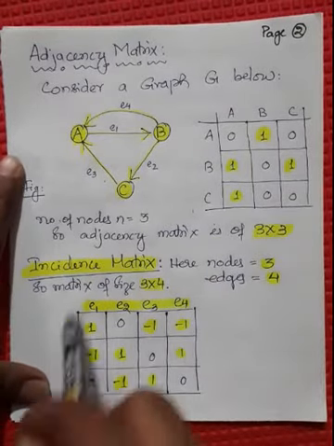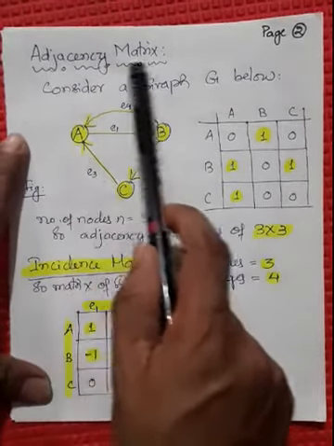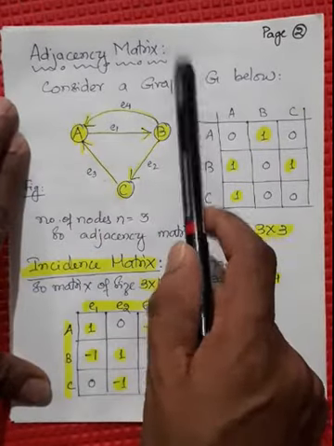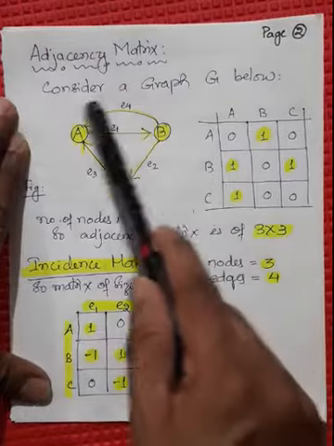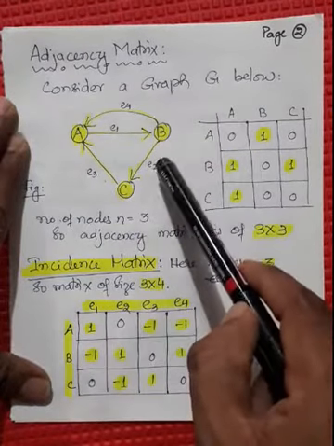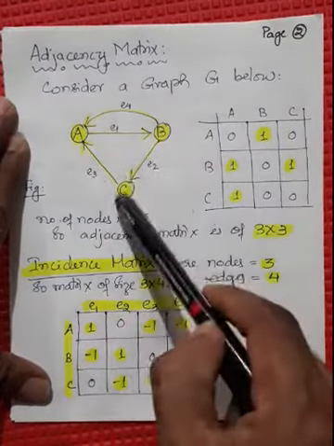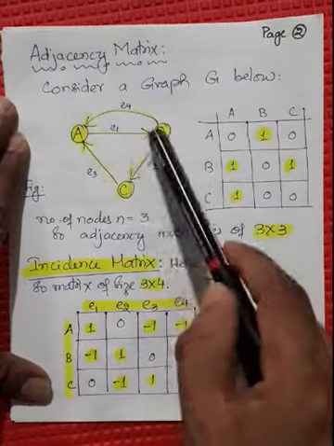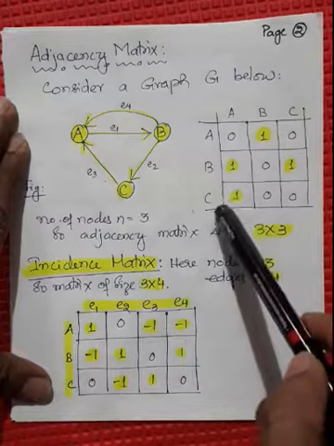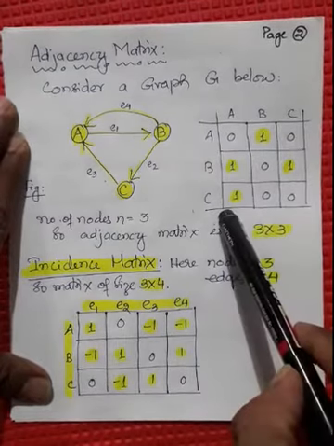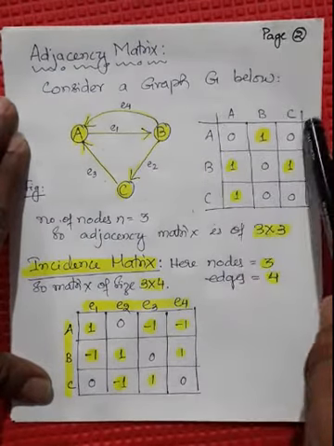Now let us discuss in brief about the adjacency matrix. What is an adjacency matrix? Here we have taken a sample example: a graph having nodes A, B, C. There are only 3 nodes present, so you can see that we have taken a matrix of size 3 cross 3, 3 rows and 3 columns.